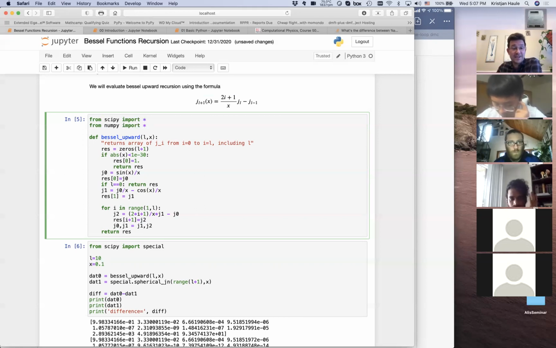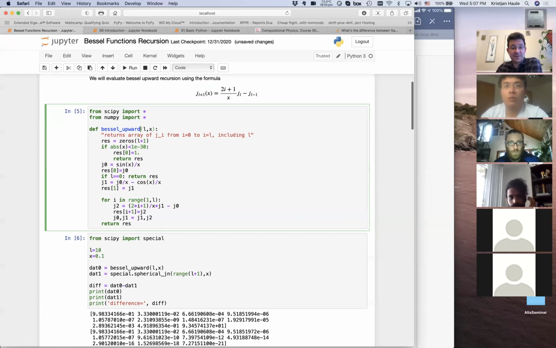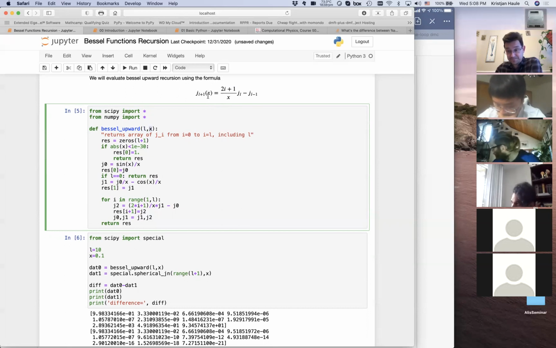Okay, so that being said, we're going to define now this Bessel functions function, a function that calculates Bessel functions with upward recursion, which takes as an input L, which is the maximum L up to which we need a Bessel function. And X is, of course, the value on the axis, a floating point value, for which we want to evaluate Bessel functions.